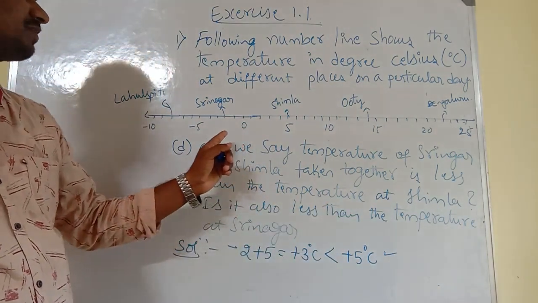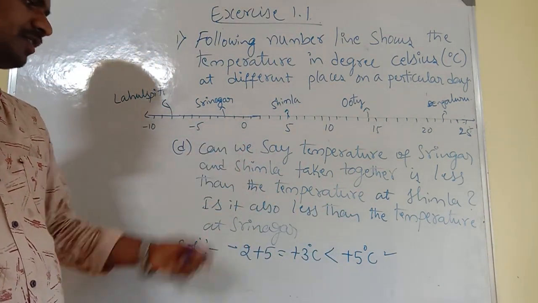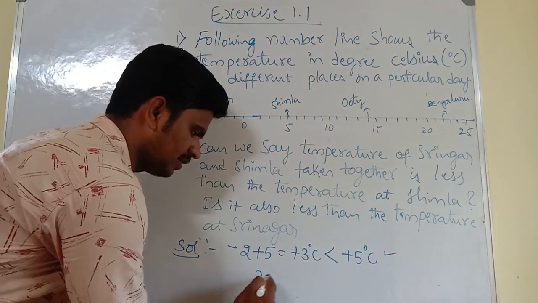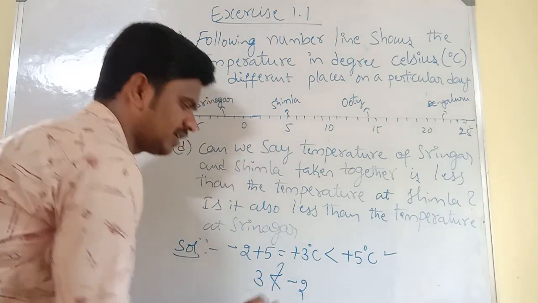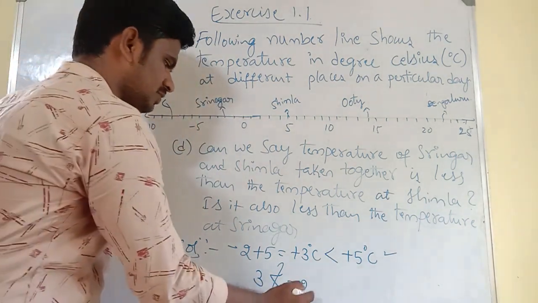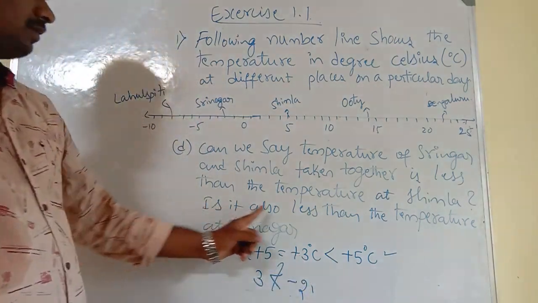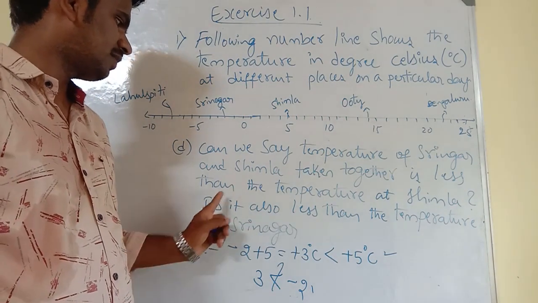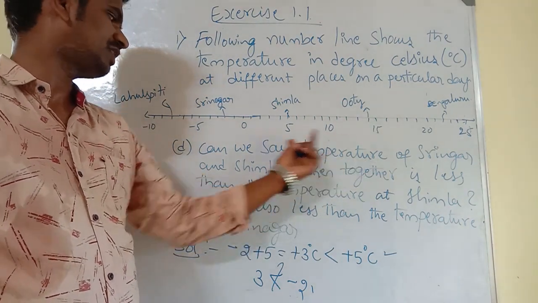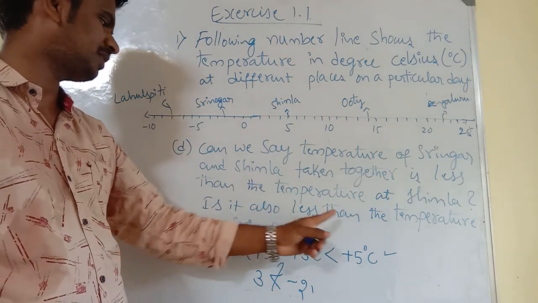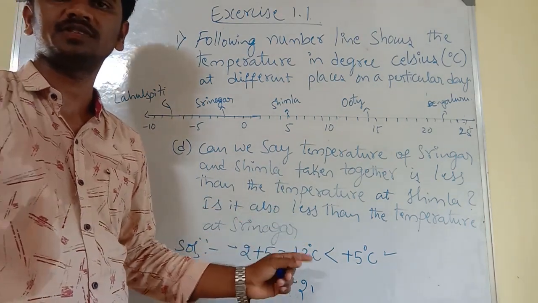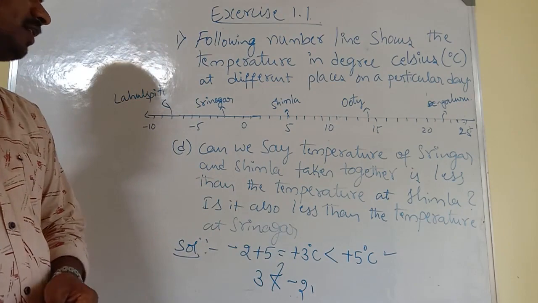Next, second question, is it also less than the temperature at Srinagar? Here, what is the temperature of Srinagar? This is minus 2. 3 is not less than minus 2. So the temperature of both Srinagar and Shimla taken together is not less than the temperature at Srinagar. This is the solution for the last question.